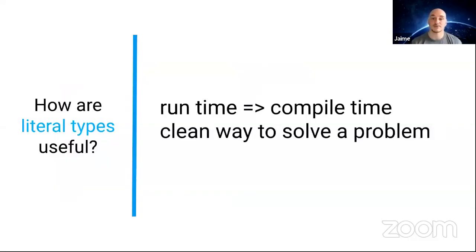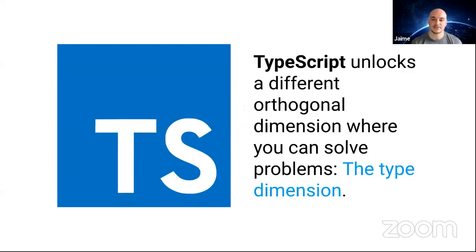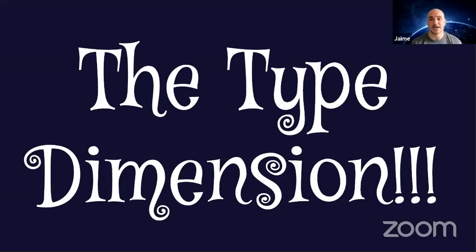So how are literal types useful? They move errors from runtime to compile time, and they offer you a clean way to solve a problem, but this applies to all types. And this is another interesting thing about TypeScript. It unlocks a different way, an orthogonal dimension where you can solve problems. And I will call this the type dimension.